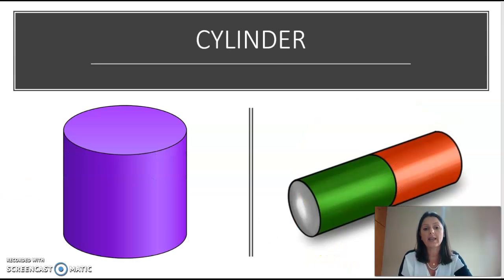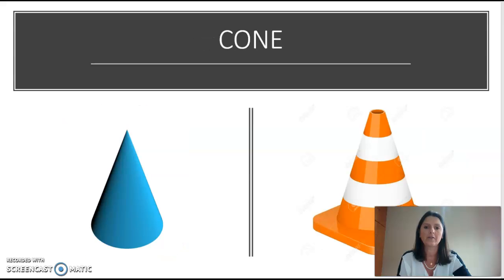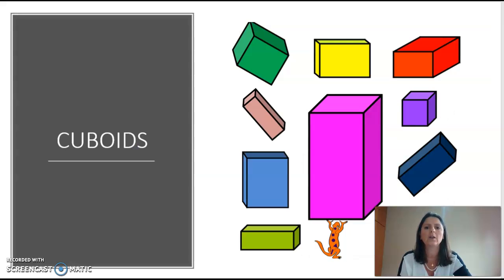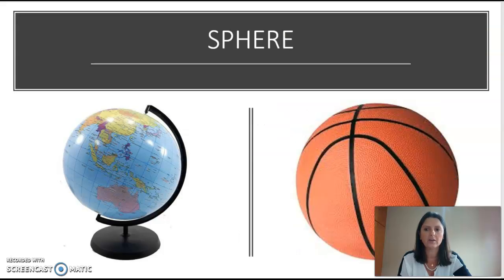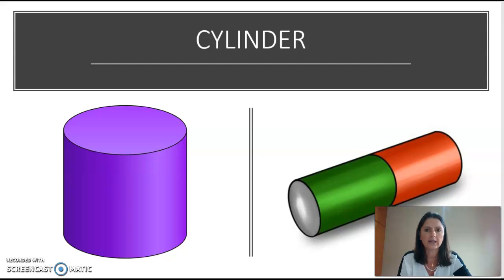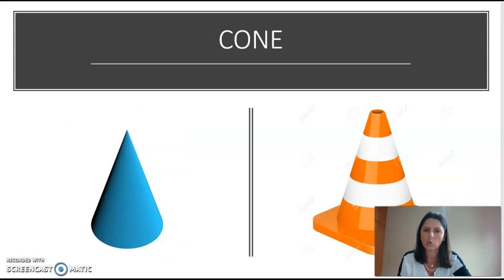Another shape of today is the cylinder. Cylinder. And we also have the cone. Cone. Okay, so let's review the shapes. Cuboids, sphere, cylinder, and cone. Now, I'm going to show you some pictures and you are going to tell me what is the name of the form.